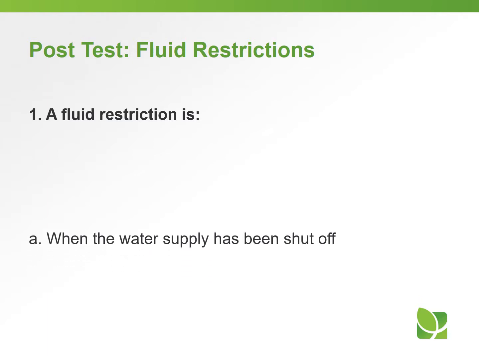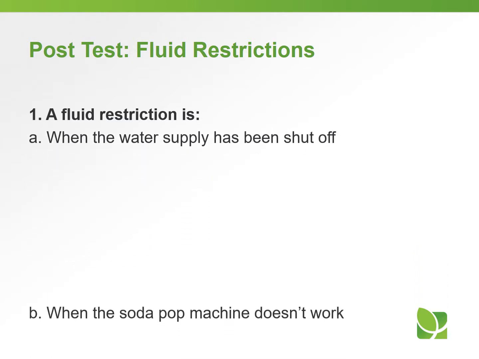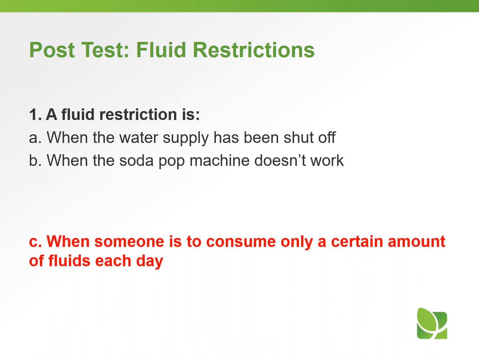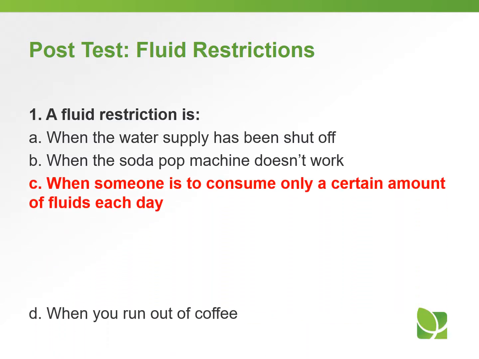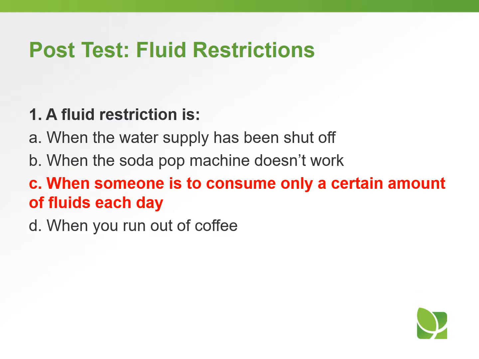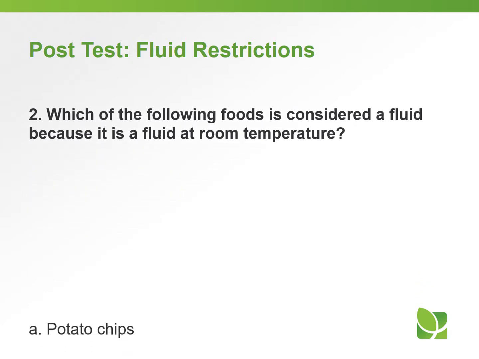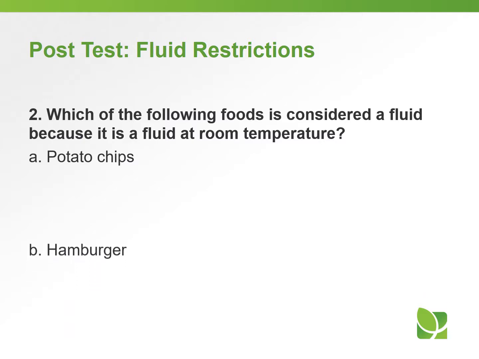And the answer to question number 1: a fluid restriction is C, when someone is to consume only a certain amount of fluids each day. Question number 2. Which of the following foods is considered a fluid because it is fluid at room temperature? A, potato chips, B, hamburger, C, brownie, or D, root beer float?